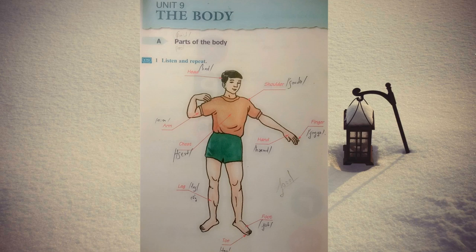Unit 9. The body. A. Parts of the body. 1. Listen and repeat. Head, shoulder, arm, chest, hand, finger, leg, foot, toe.